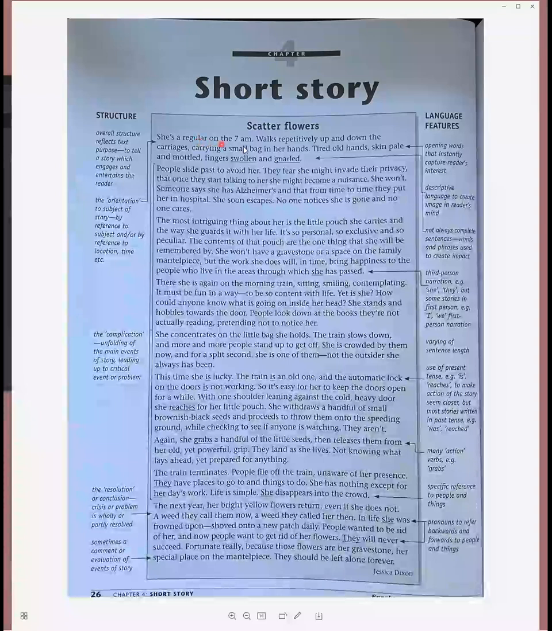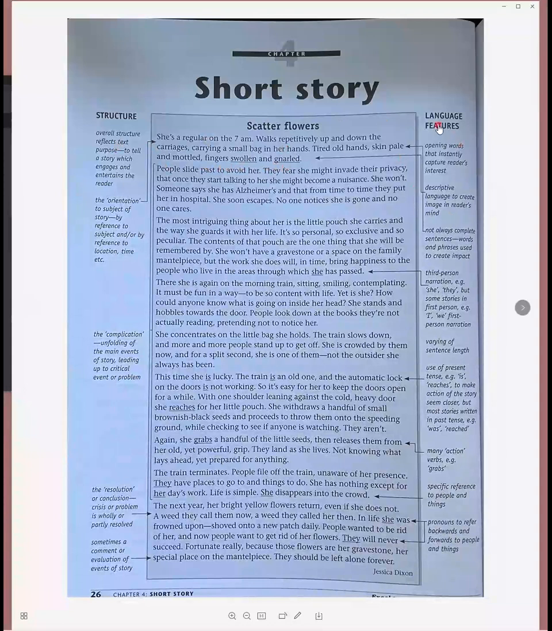She's a regular on the 7 a.m. Walks repetitively up and down the carriages, carrying a small bag in her hands. Tired old hands, skin pale and mottled, fingers swollen and gnarled.